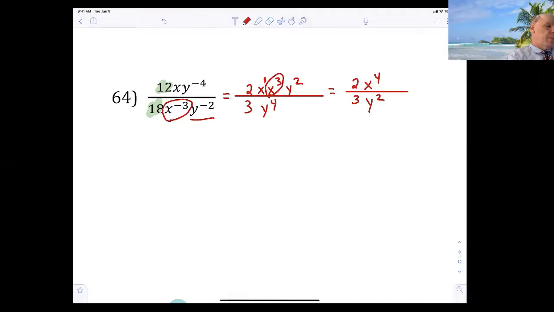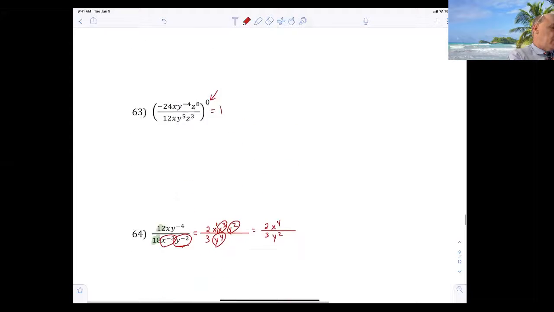Why did you move the y? It was -2. Well, no, I'm not saying there at the final because we have... How many y's on the bottom? 4. How many on the top? 2. Oh, yes, subtract. Sorry. All right, here we go.